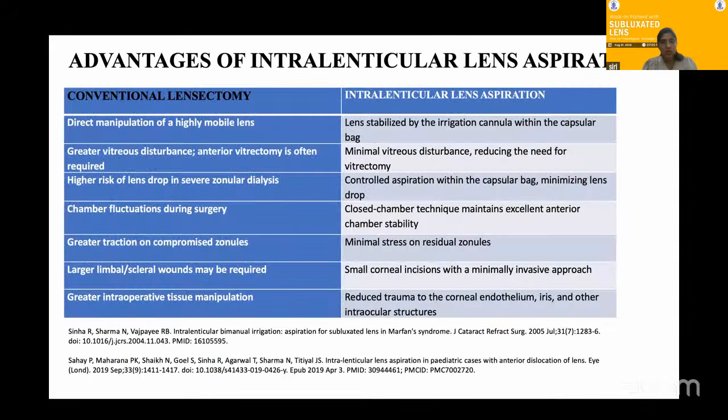So the advantages of this technique, that is intralenticular lens aspiration over conventional lensectomy, is that the lens is stabilized by the irrigation cannula within the capsular bag. So there is minimal vitreous disturbance, reducing the need for vitrectomy. There is controlled aspiration within the capsular bag, minimizing the lens drop into the vitreous cavity. It's a closed chamber technique. It maintains excellent anterior chamber stability. The corneal incisions are small, so there is less induction of astigmatism. There is reduced trauma to the corneal endothelium, iris, and other intraocular structures.